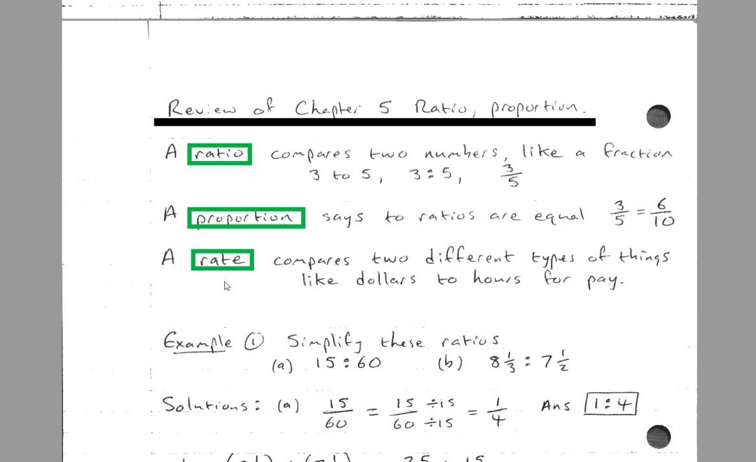And we also look at rates. So here, a rate is comparing two different types of things, so two numbers but measuring different types of things, like dollars to hours for pay, for example. So your hourly rate would be the amount you're paid per hour.